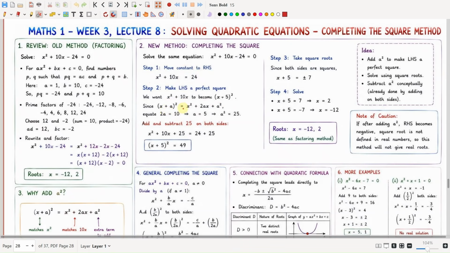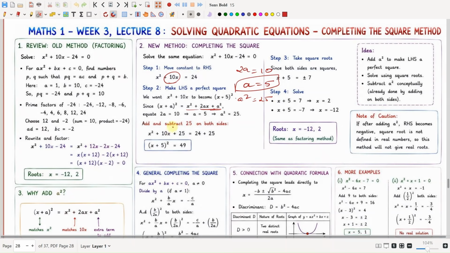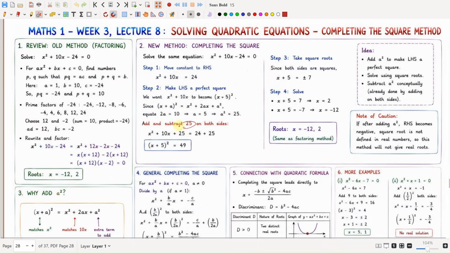We know that x plus a the whole square is equal to x square plus 2ax plus a square, right? Here we have 2a equal to 10, then a will be equal to 5, and a square will be 25. So we just add 25 to both sides. You get x square plus 10x plus 25 is equal to 24 plus 25, which is x plus 5 the whole square is equal to 49.